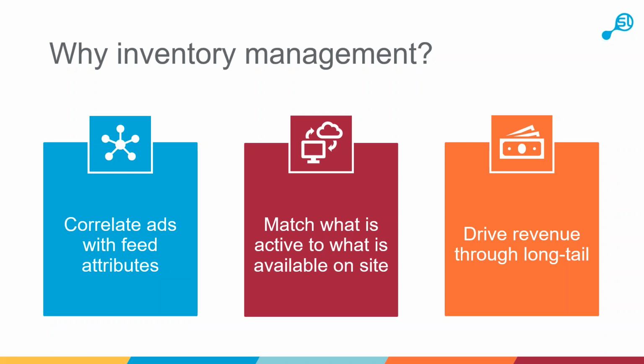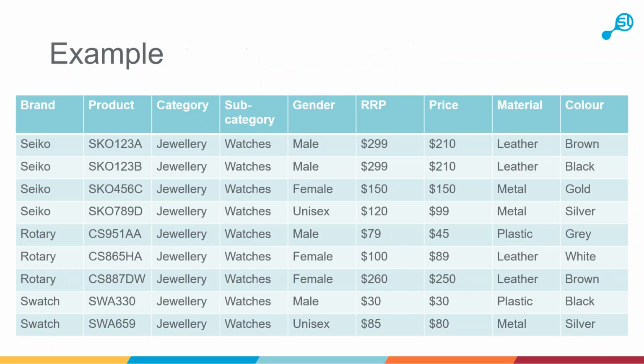So inventory management is really ideal for anyone with a large inventory that might be changing frequently. Here's an example of a snapshot of somebody's feed for watches. So we can see brand, product, subcategory, prices, materials, colors, etc. And here are some ways that we could set up inventory management to create our campaign structure, keywords, and ad text. So some ideas we could execute in search ads.